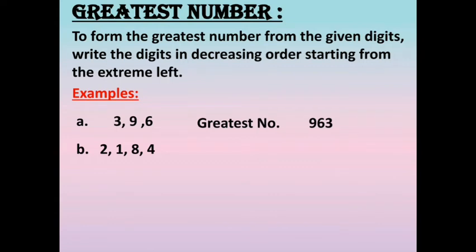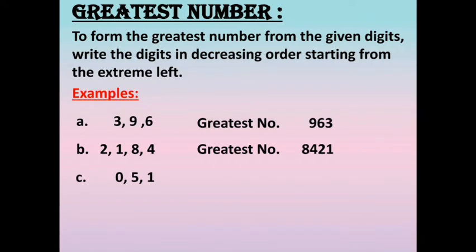Now we'll see the number with 4 digits. 2, 1, 8 and 4. So what is the biggest digit? 8. So 8 will come in thousands place, 4 will come in hundreds place, 2 will come in tens place and 1 will come in ones place. So what is the greatest number? 8421.